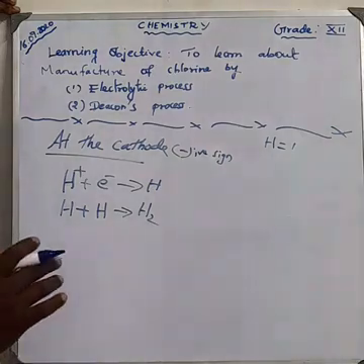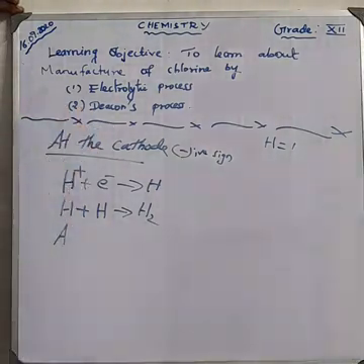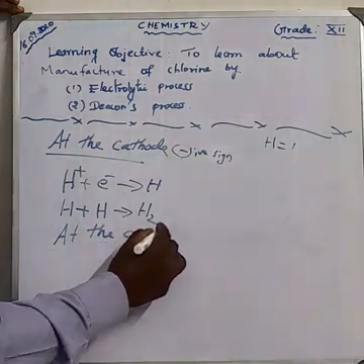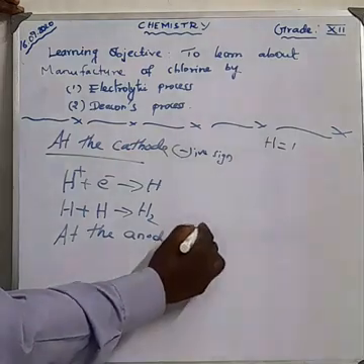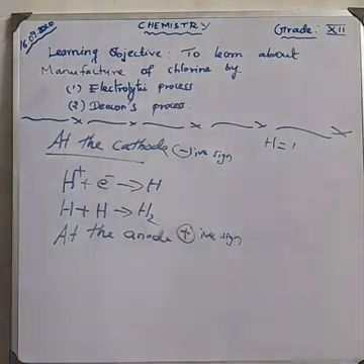Same like that at the anode. At the anode we can write it as... Anode is positive sign. Anode is a positive electrode, positive rod. Okay? Anion means negative. Anode is positive. And the cathode is negative.